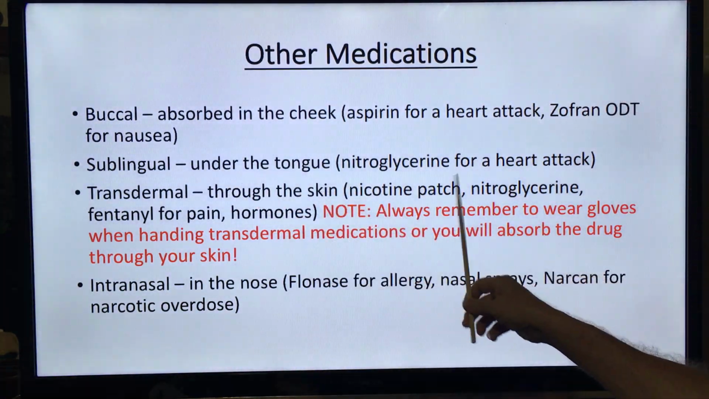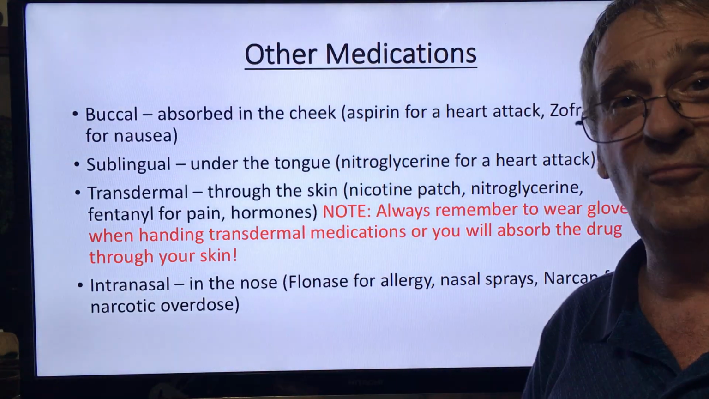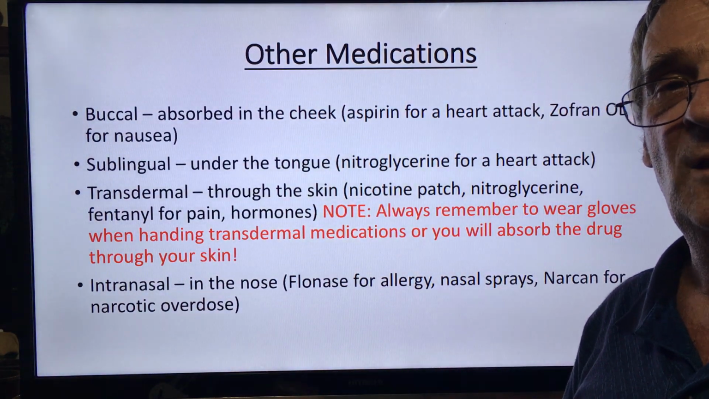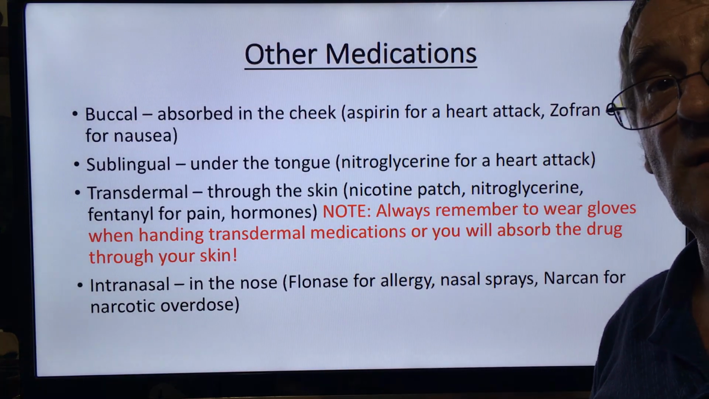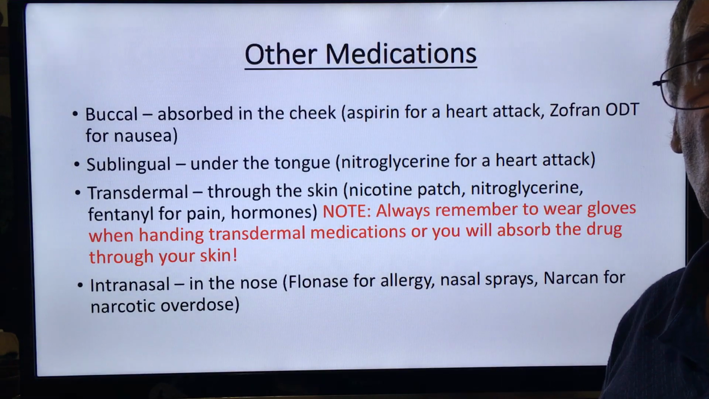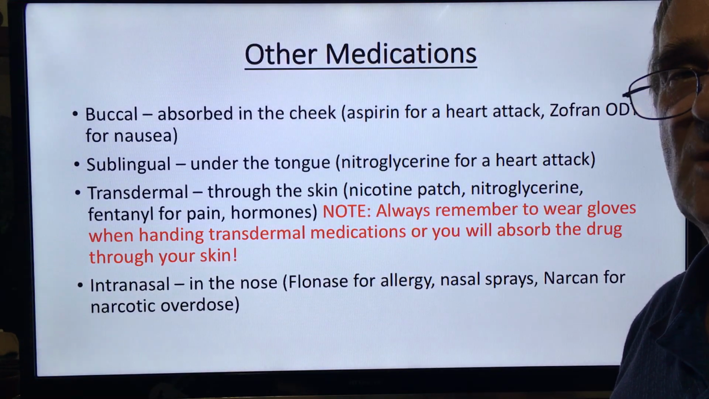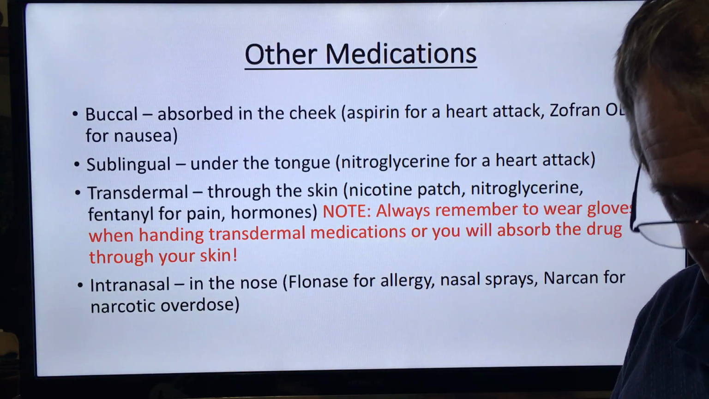Sublingual, under the tongue, nitroglycerin is a prime example. Another drug we give for somebody having a heart attack. Nitroglycerin will work within 2 minutes of giving it in the case of somebody having a heart attack, but only if it's given sublingually. If they swallow it, it will have no effect whatsoever.